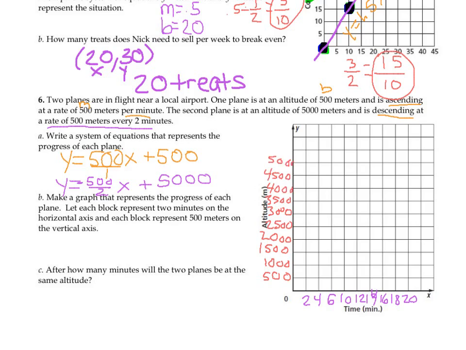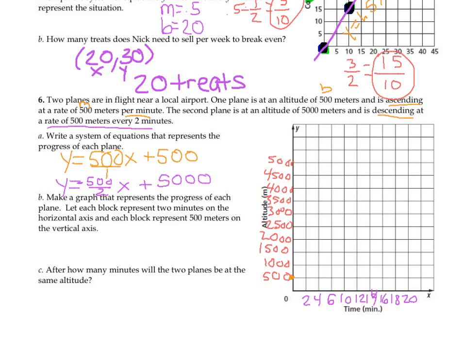Okay, so now we need to make a graph that represents the progress of each plane. So we're just going to graph the two equations that we made. So our first graph we're going to make is of our first equation, y equals 500x plus 500. So that plus 500 at the end is telling us that our b is 500. So we're going to put a dot right on our 0, 500 on the y-axis. Then our slope is 500 over 1. So we're going to have to go up 500 and over 1.